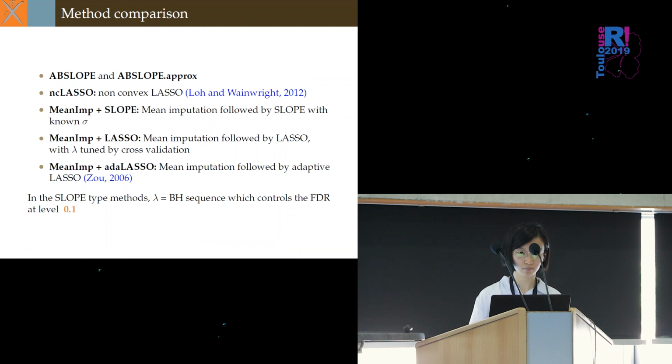Wouldn't that be a more fair comparison? Sorry? Wouldn't that be a more fair comparison? More favorable? No, more fair? So a more applicable solution? Yes, but in fact, our objective is estimation and model selection. If we combine multiple imputation and the other regression techniques, then we split the problem into two parts, and then it will be difficult to obtain favorable results.